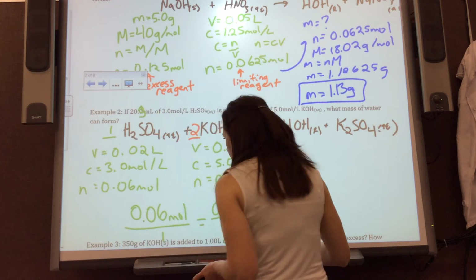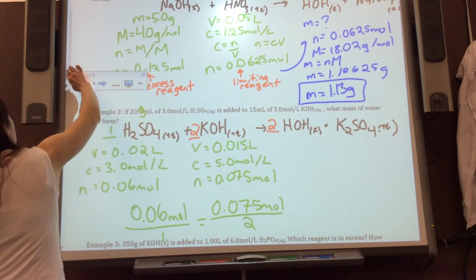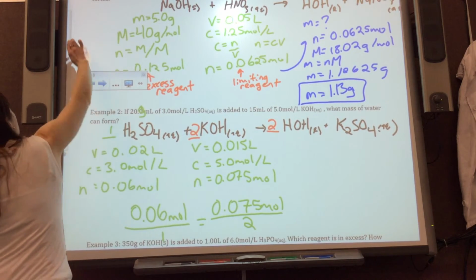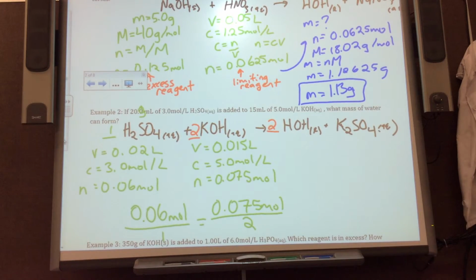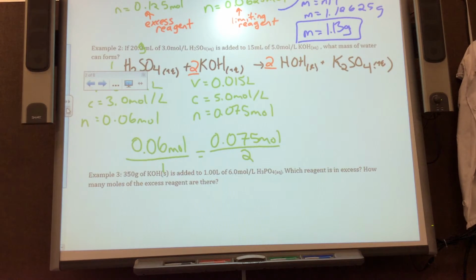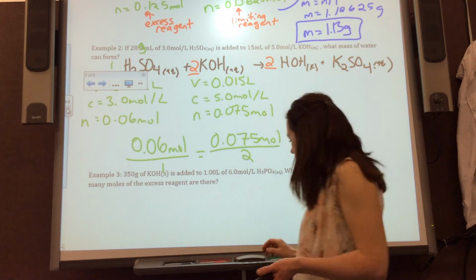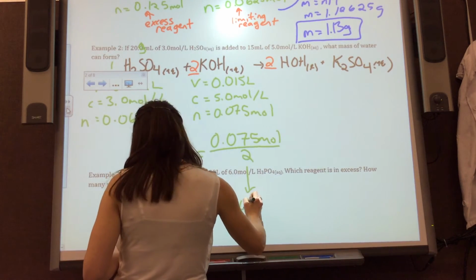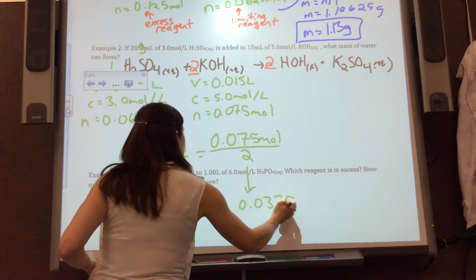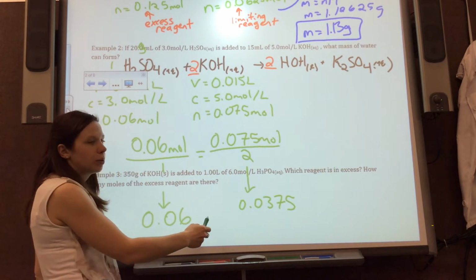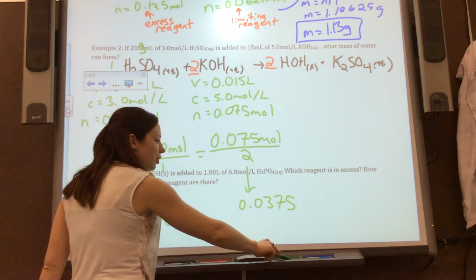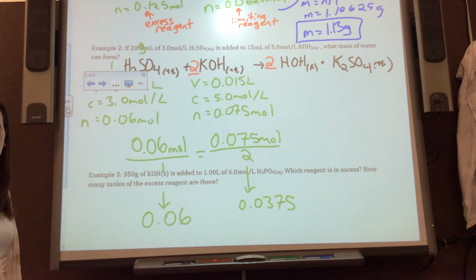So what we have now is you get 0.0375, right? Is 0.06 greater or lesser than that? So my answer here is 0.0375. My answer here is 0.06. So instead of an equal sign now, I'm going to put, which one is greater? Which number is greater? 0.06. So I'm going to make a greater than sign there.